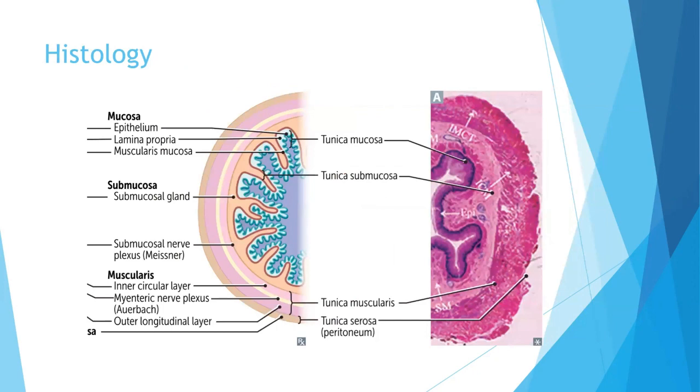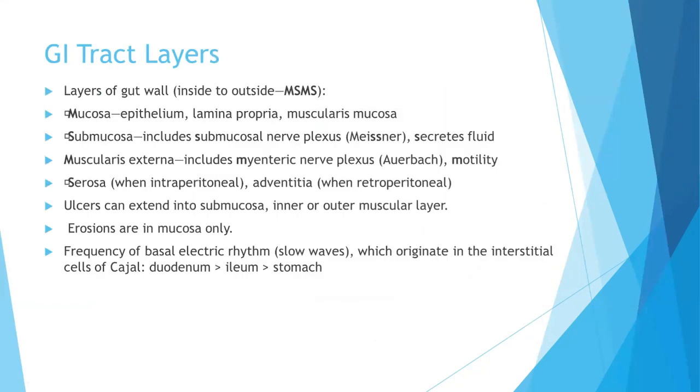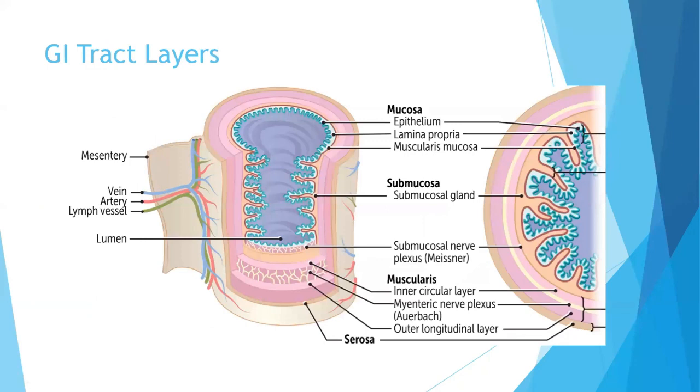So talking about the animation to the histology. Here in histology we can see this is the tunica mucosa, this is the submucosa, this is the muscularis, and then we have the serosa. Tunica serosa is the peritoneum of the GI tract. Now, the layers of the gut wall from inside to outside are the mucosa, submucosa, muscularis externa, and serosa. So in this picture you can see from the mucosa towards the serosa.